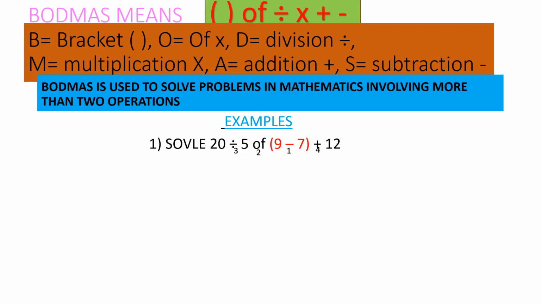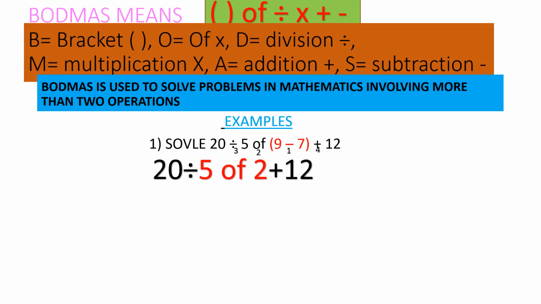Now that we have labeled it, let us start solving it step by step. As we solve and go downwards, any step that we solve, I will color it red so that we can see as we proceed downward. The first one, 9 take away 7, is in red, and it is the first thing we are going to solve because it is in the bracket. This is our number 1. If we solve 9 take away 7, we have 2.